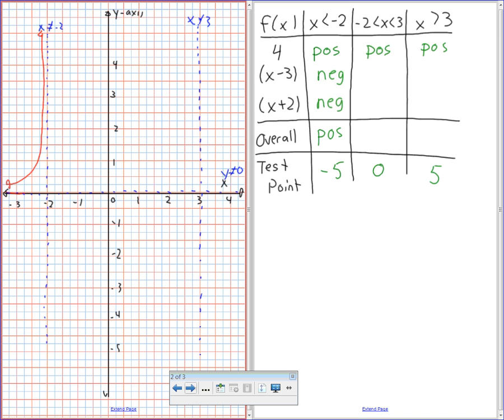So -2 is going to be on the small side, 3 is on the big side. It always works that way, right? Like x in the middle, the smaller number on the left, bigger number on the right.